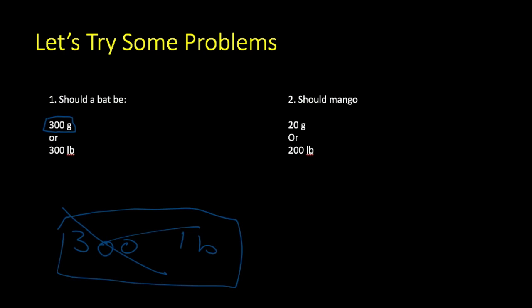Now, should a mango be 20 grams or 200 pounds? Now again, 200 pounds is almost the size of a human's weight, and a mango is way smaller than a human. So our answer should be 20 grams.